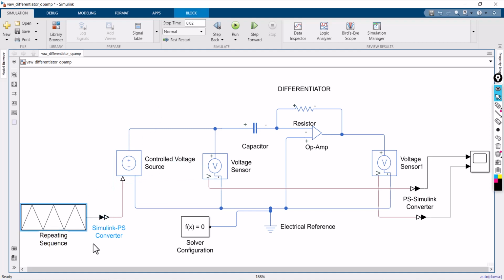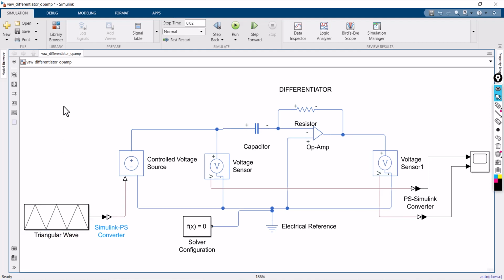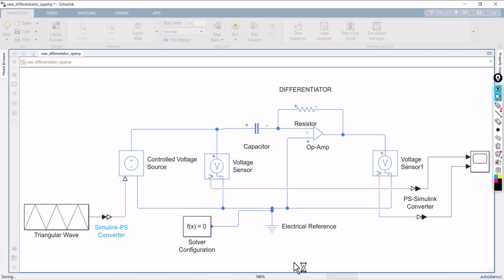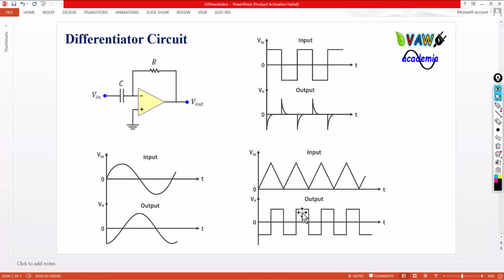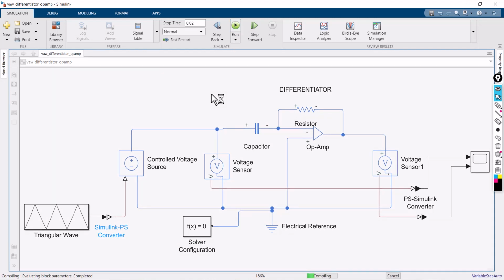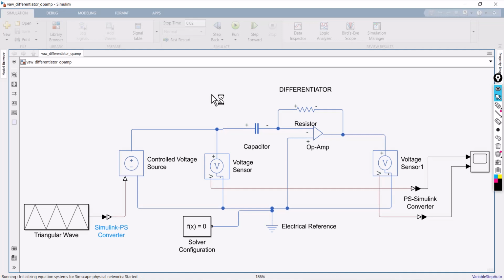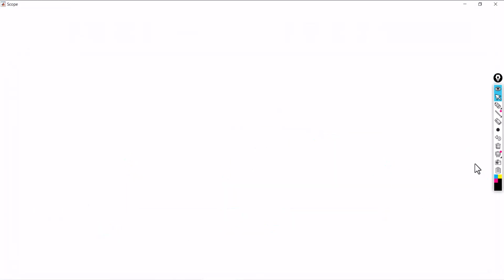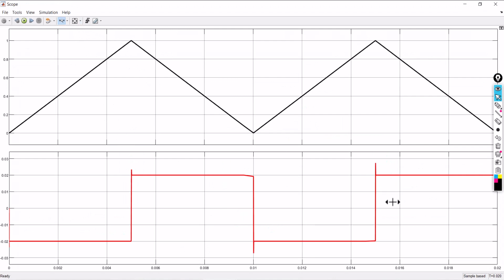So whatever it is, it's a triangular input. So what is the output of triangular waveform? This will give you square output. Now if you run the system, the input is triangular, whereas the output is square waveform. You can see this. This is the input, and you will get a square waveform as output.